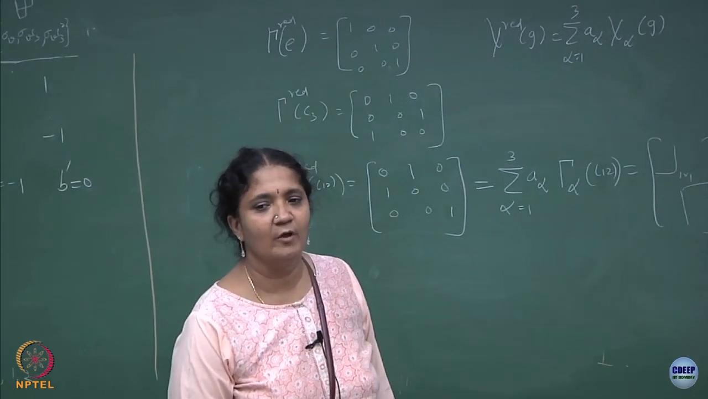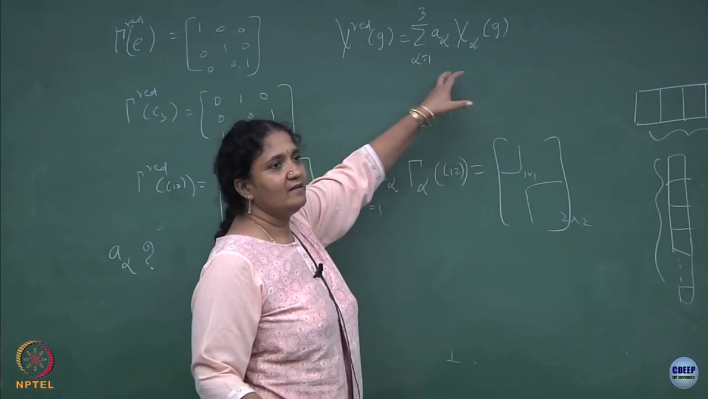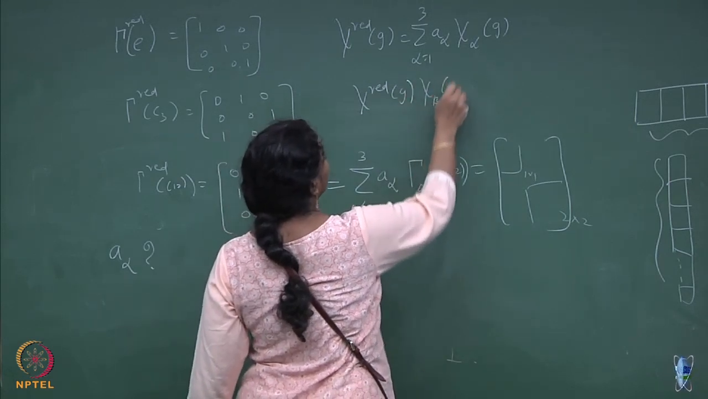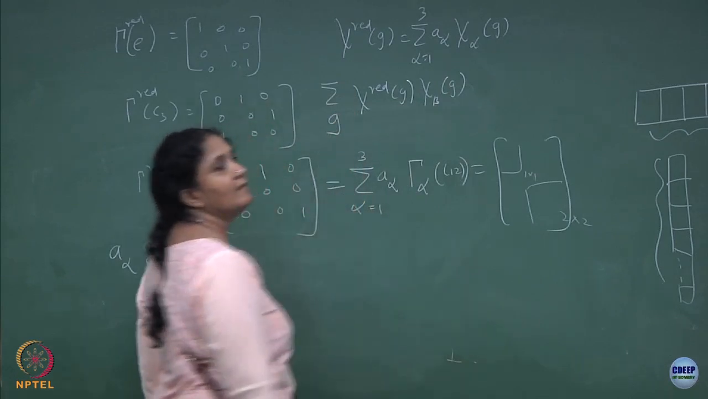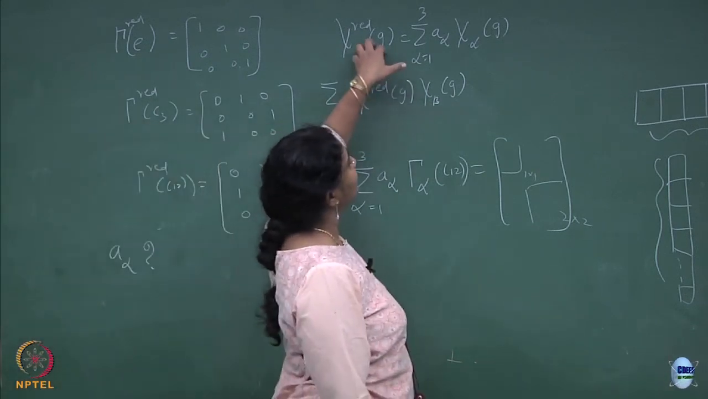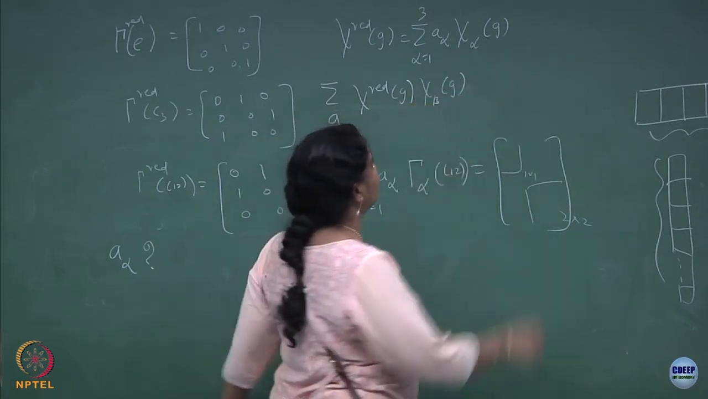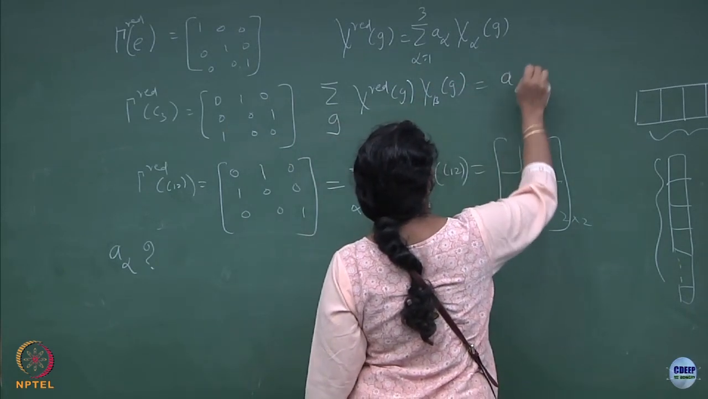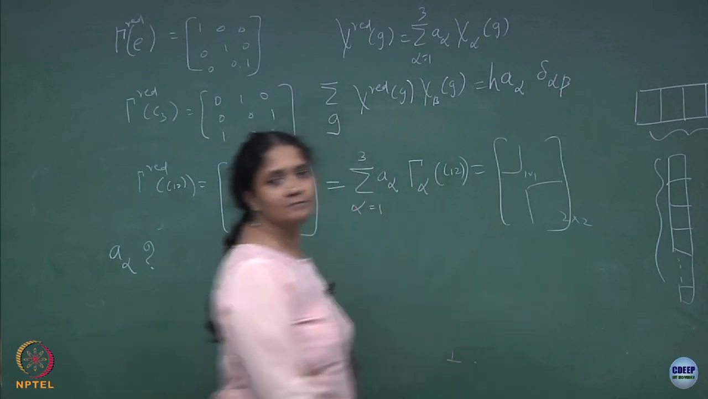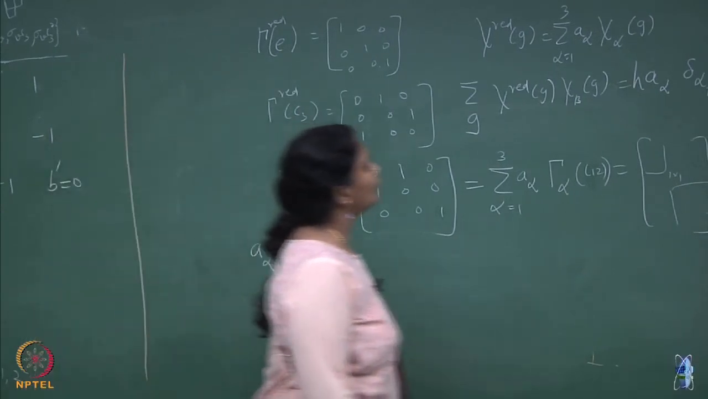So, the characters will still satisfy that property, and we will invoke it. Once I write it this way, I can try to do chi reducible of G with chi beta of G, summation over G. I can do this, substitute chi reducible as A alpha chi alpha, then chi alpha chi beta, you know what to do, right. You will get A alpha times, am I right? I am just using the property which I wrote. What is the property?